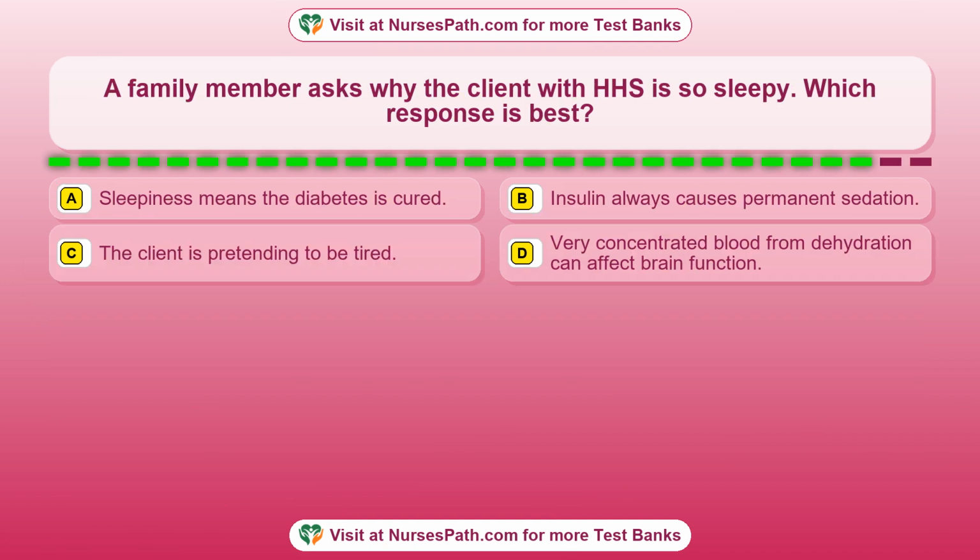Question 20. A family member asks why the client with HHS is so sleepy. Which response is best? Option A, sleepiness means the diabetes is cured. Option B, insulin always causes permanent sedation. Option C, the client is pretending to be tired. Option D, very concentrated blood from dehydration can affect brain function.